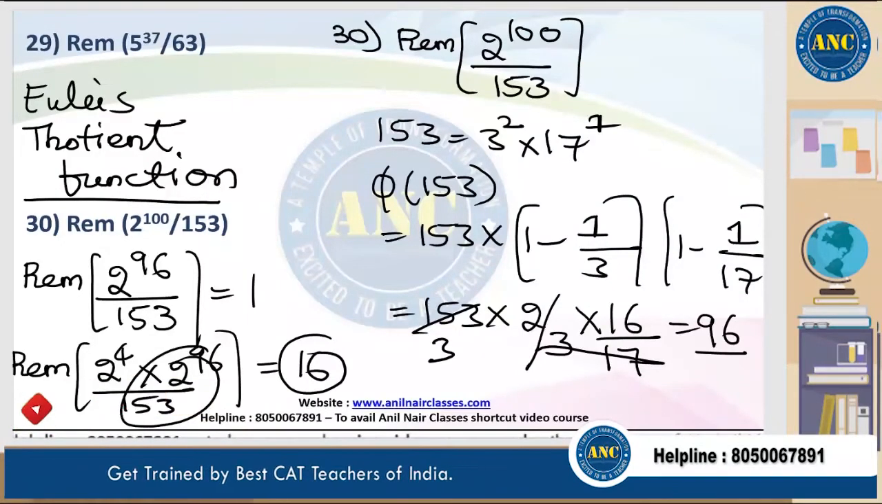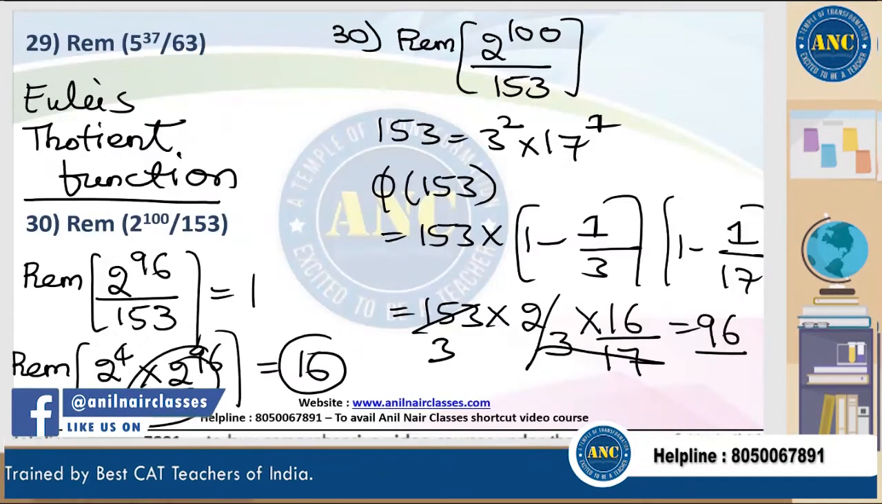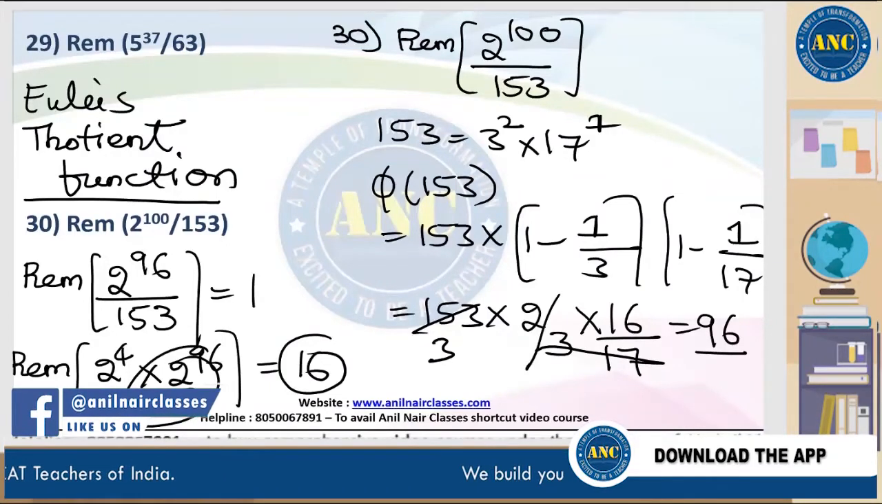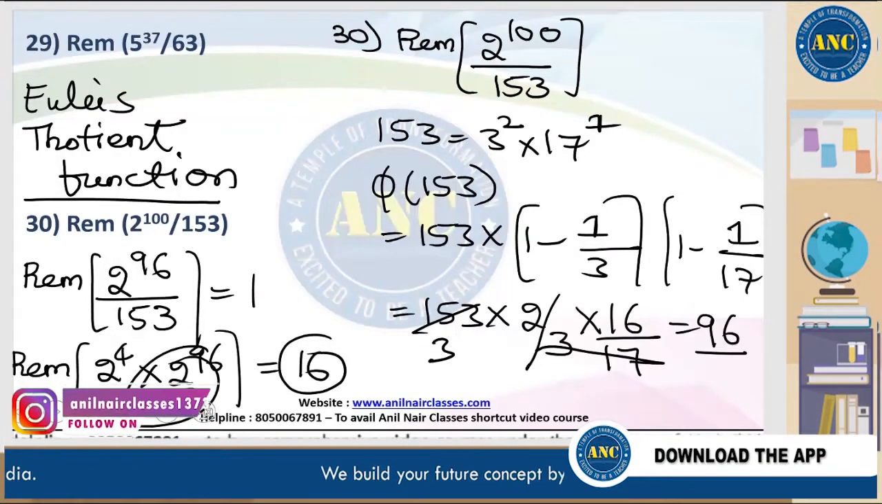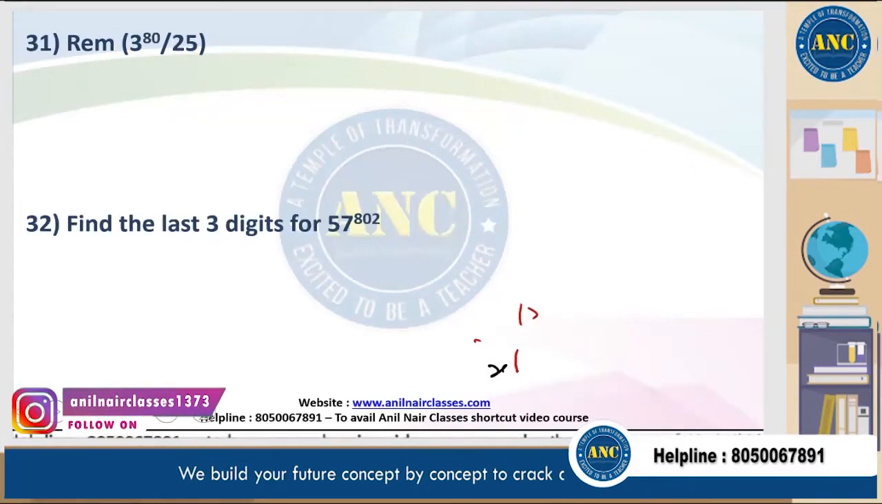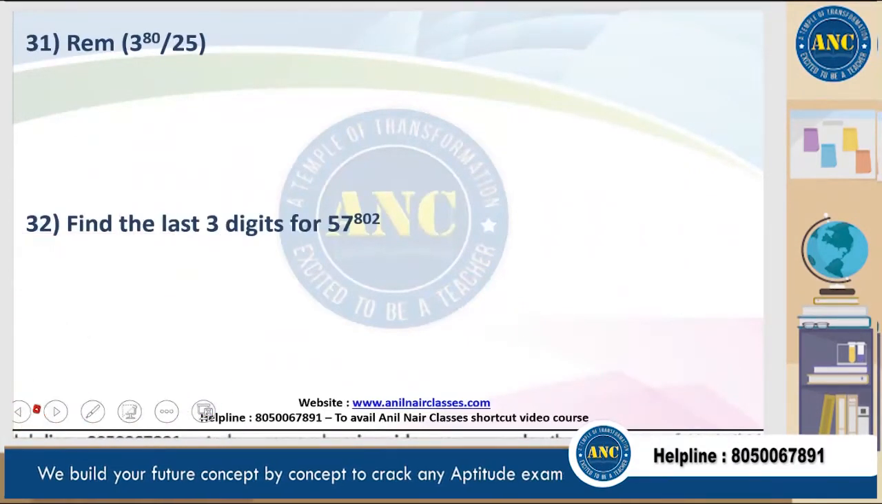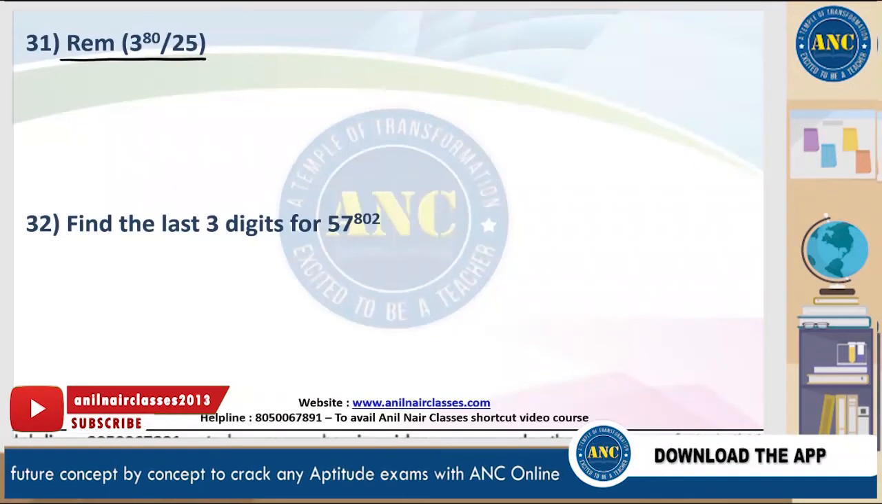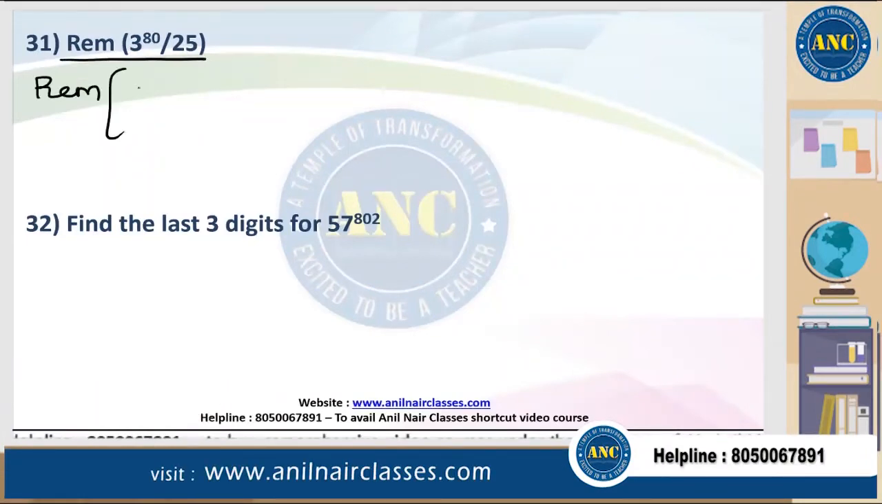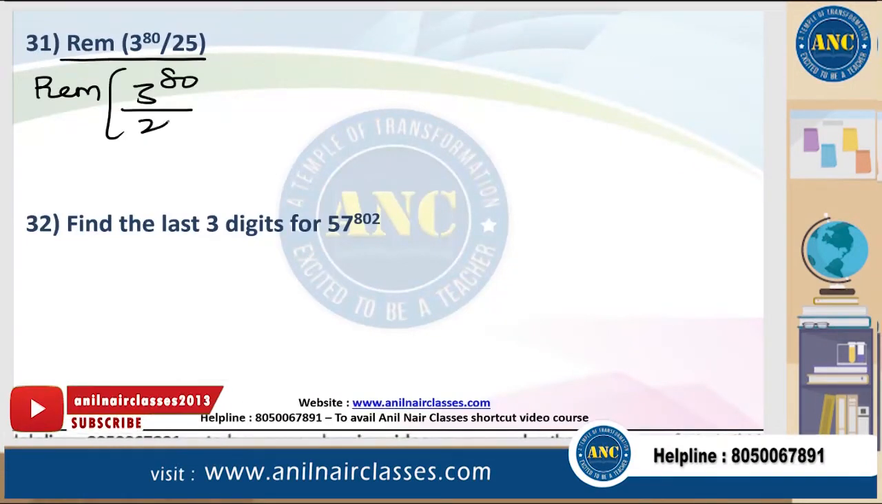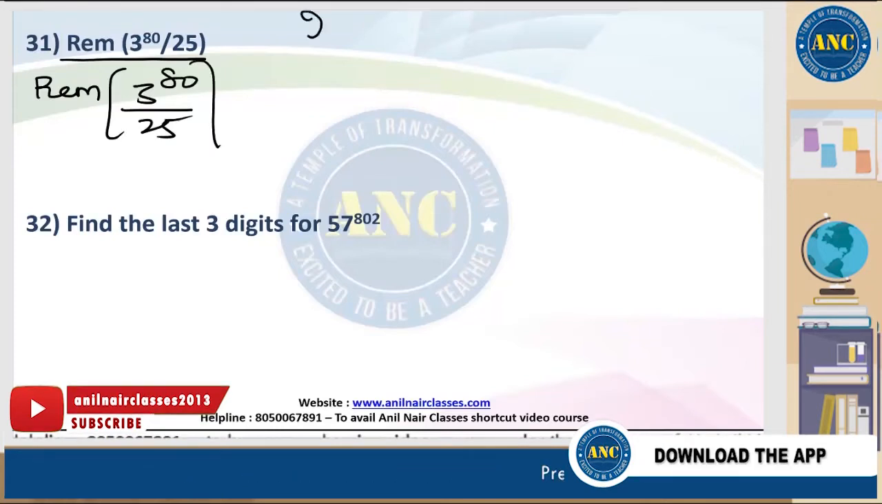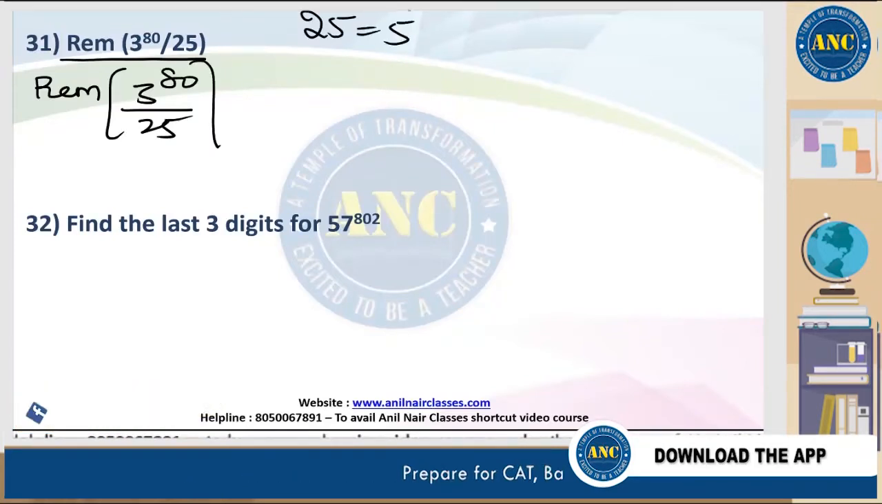You can solve it very fast. Now 29-30, we'll solve some more problems so that it will be clear. 31. Remainder when 3 power 80 is divided by 25. 25 is nothing but 5 square.